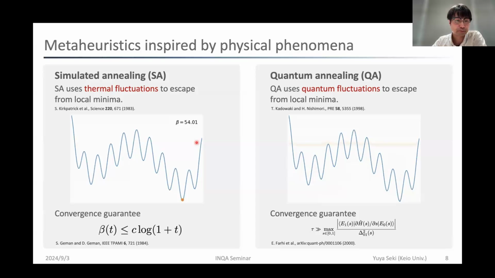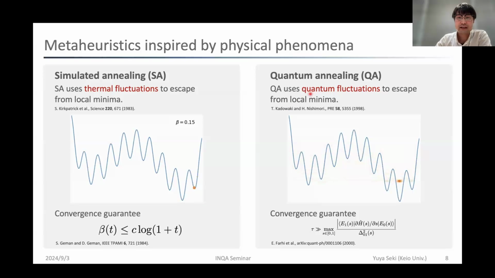One of them is simulated annealing. Simulated annealing uses thermal fluctuations to escape from the local minima. SA was first proposed by Kirkpatrick in 1983. The idea is that the state can go down the hill, and not only that, it can also go up the hill by using thermal fluctuations. By reducing the temperature gradually, it is known that the system can converge to the global minimum. Convergence is guaranteed if the inverse temperature increases on a log scale given by these equations. And this convergence guarantee was proposed by Geman in 1984.